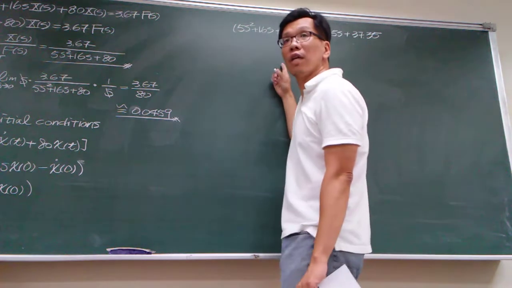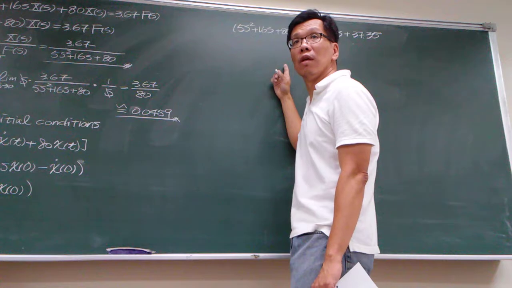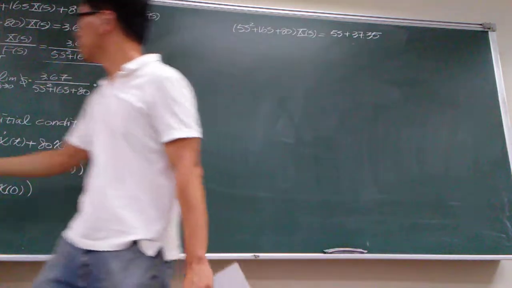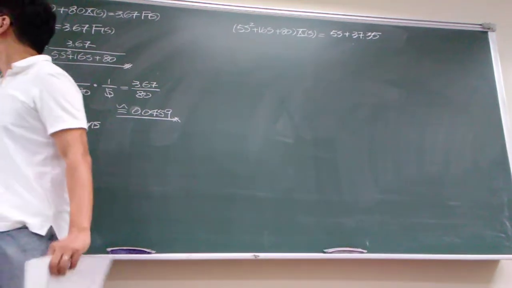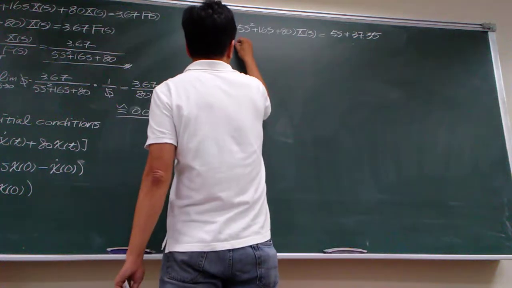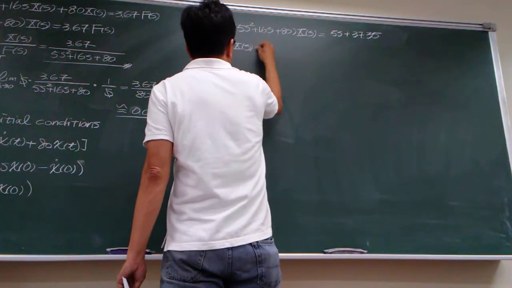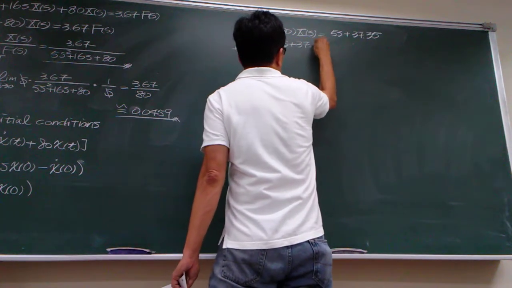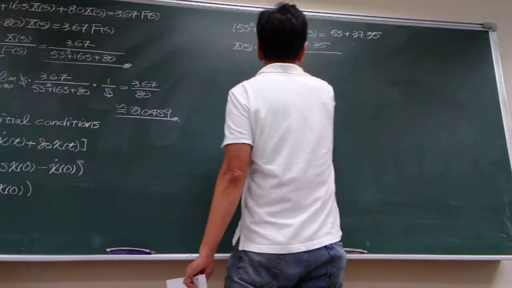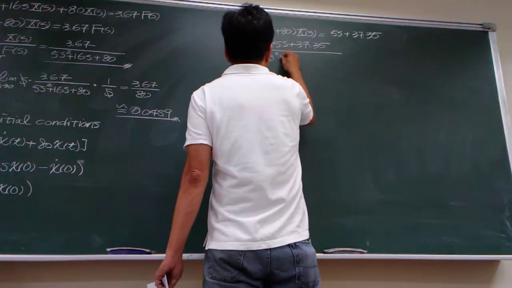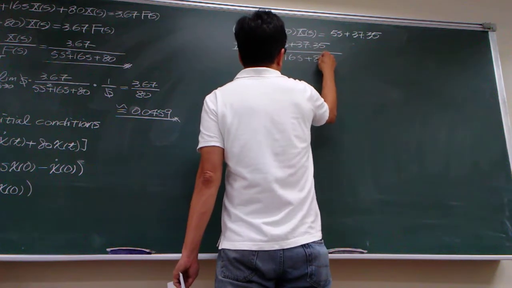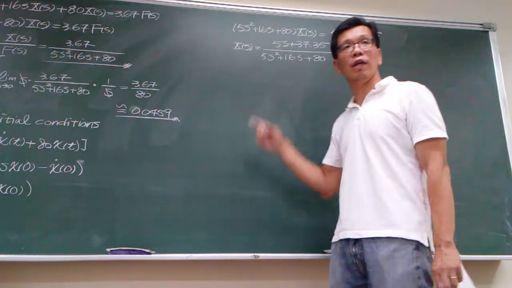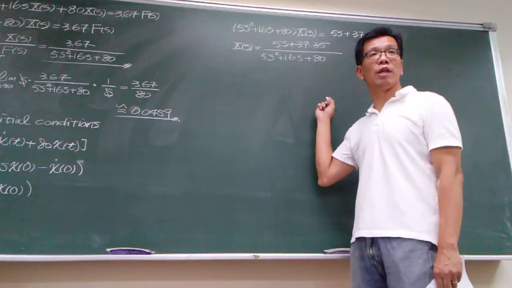Which means, in this case, we are not dealing with a transfer function because we no longer have input. The input is, in this case, what? 0. Whenever I put it. Then my X of s is going to be 5 s plus 37.35 over 5 s squared plus 16 s plus 80. Okay. Should be pretty straightforward, right?